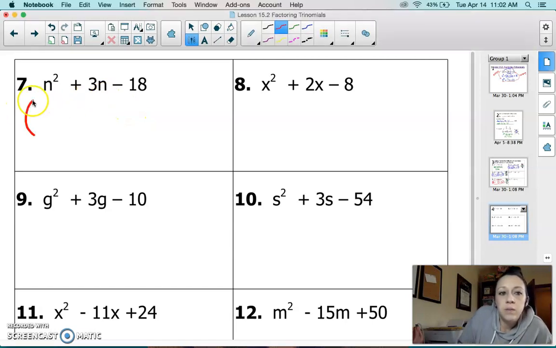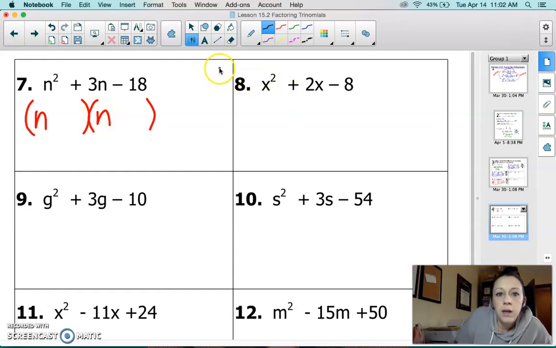So number 7 has n squared. So we're going to have n times n. And then we're going to make our little x, times and plus. And then remember, the third number always goes in the top part. So that would be negative 18. And then the second number always goes in the bottom, which is 3.